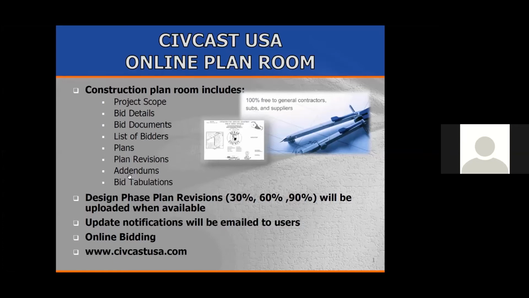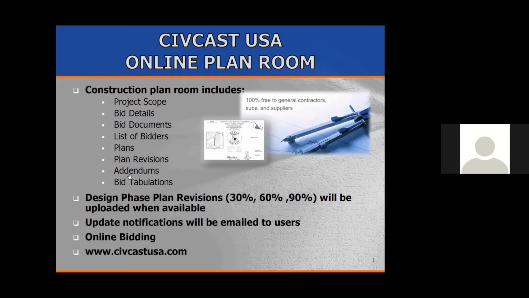Again, it's really easy to use. It's free. We pay about $100 per project, but it's free to the users. It's very hands-on, easy to use, has a reliable search engine. And again, the website is www.cifcasusa.com. It is a Texas-based plan holders website that covers all of Texas.